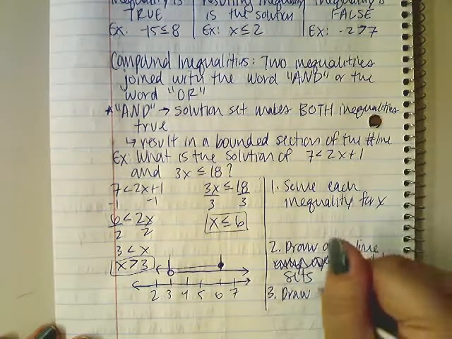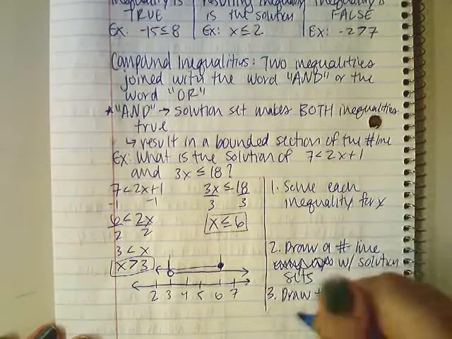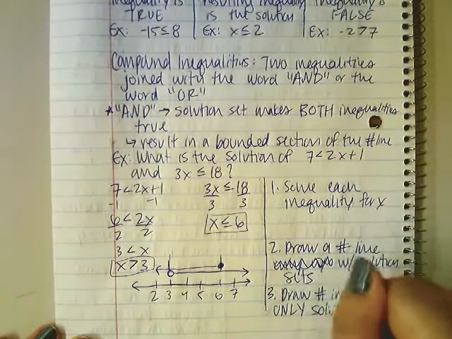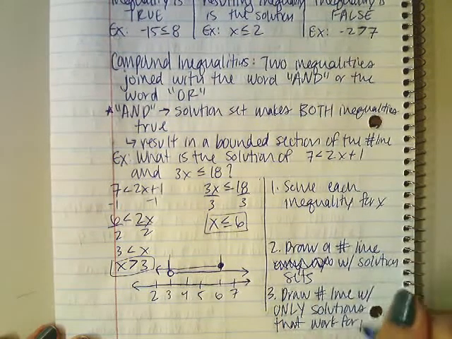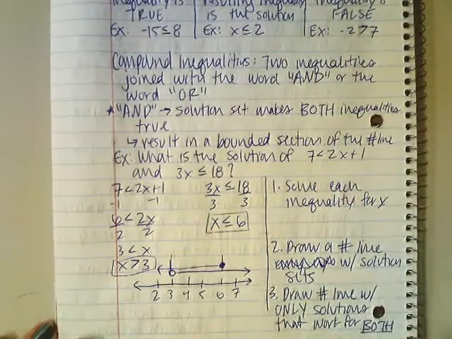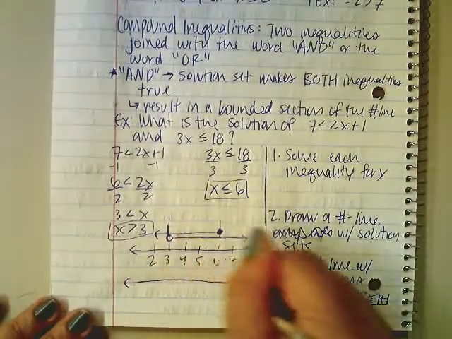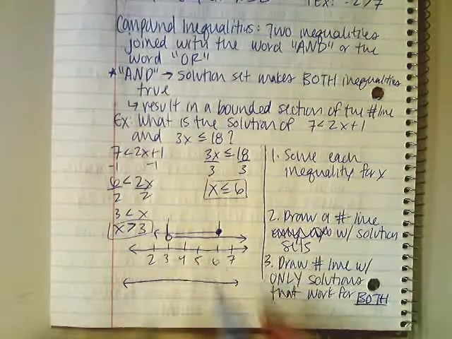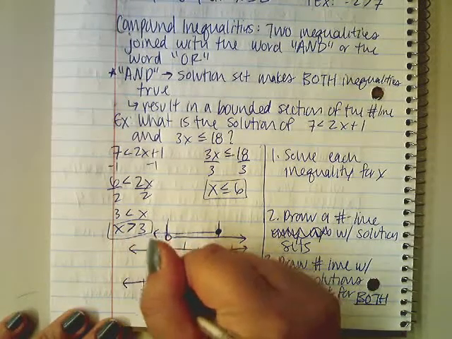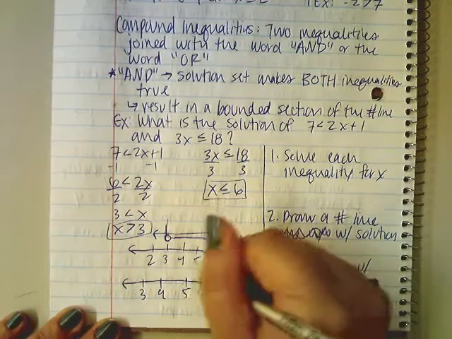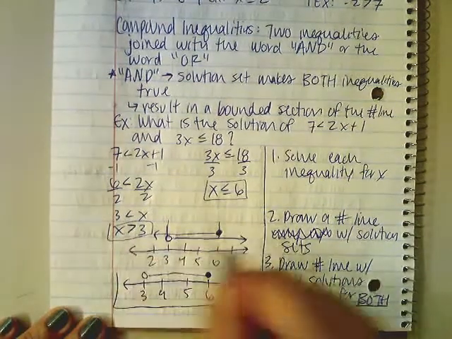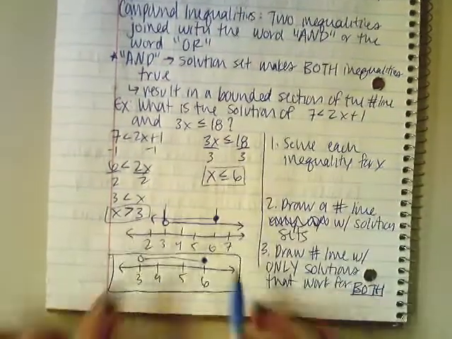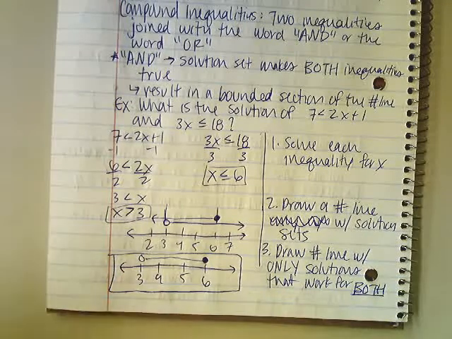So draw the number line with only solutions that work for both. So my answer is only the number line that includes the selection, so between 3 and 6, that section that works for both of them. So I have 3, 4, 5, 6. 6 is a closed circle, 3 is an open circle. So my answer is actually this number line. I don't want the arrows to continue in both sections. I want it to be bounded because it's only the solutions that work for both.